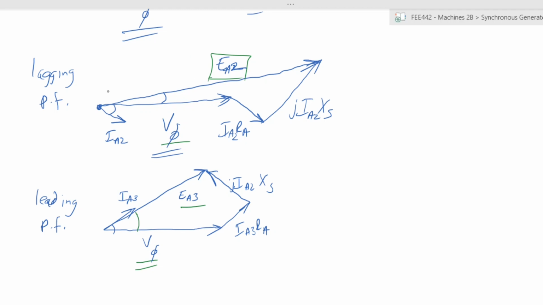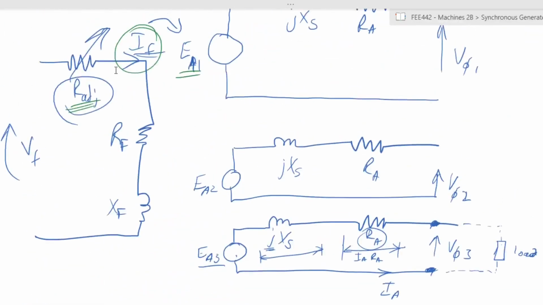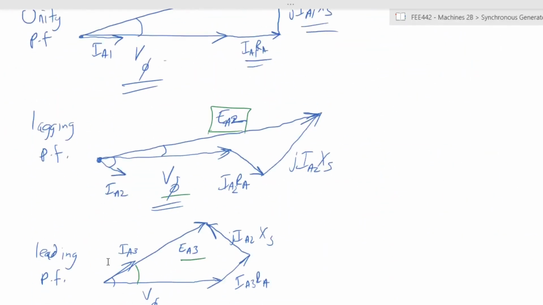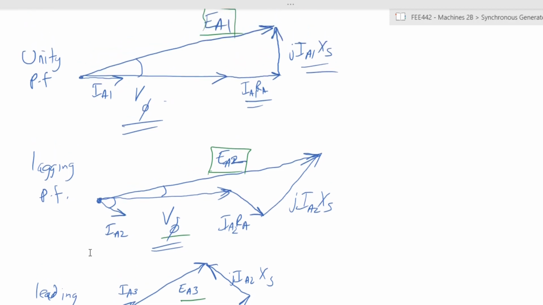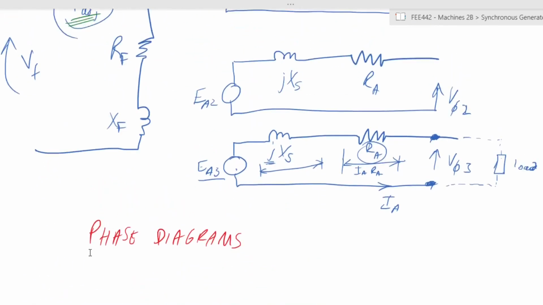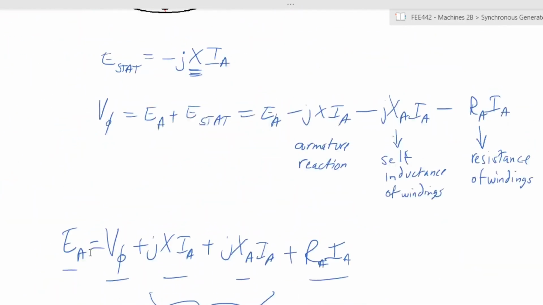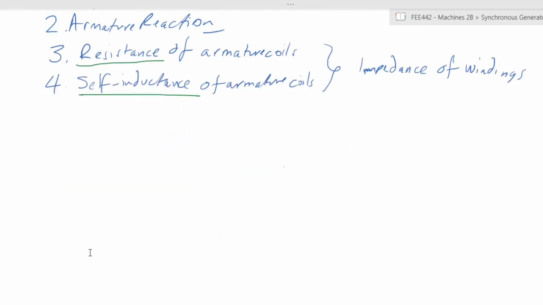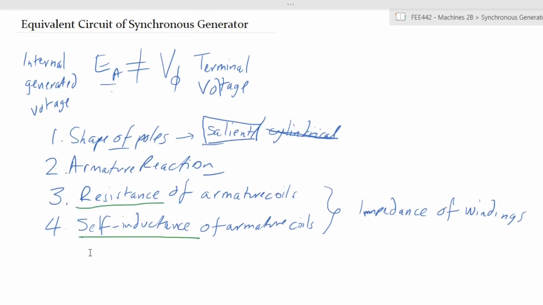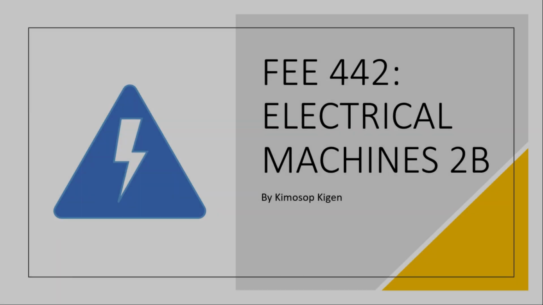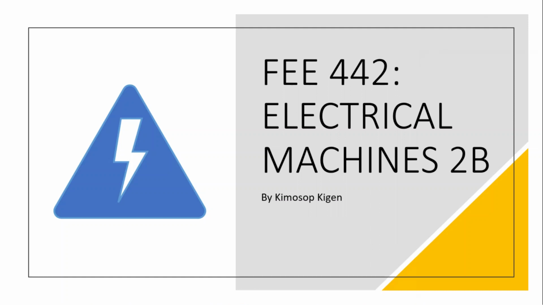So now what you will see is when you have a lagging power factor, you need a large field current, and when you have a leading power factor, you don't need as much field current as we saw before. Okay, so that's essentially the equivalent circuit and the principles of operation of your synchronous generator. Let's wind up with an example.